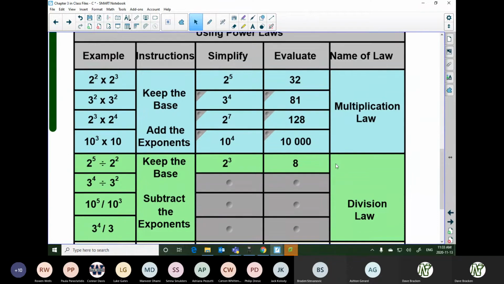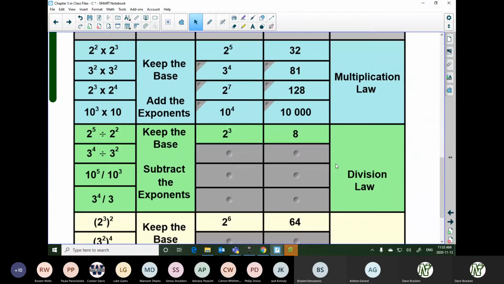Is everybody good? First part done? Did you find it, Connor? Yeah. Okay, good. Now we go to the next one. This says keep the base, but subtract the exponents. So when we're dividing here in between, we don't add them together, we subtract. You see how 5 take away 2 is 2 to the power of 3, and then we get 8? So what would our next one be?